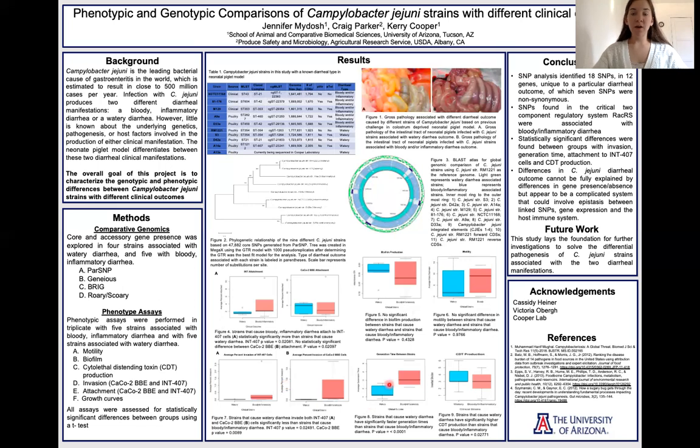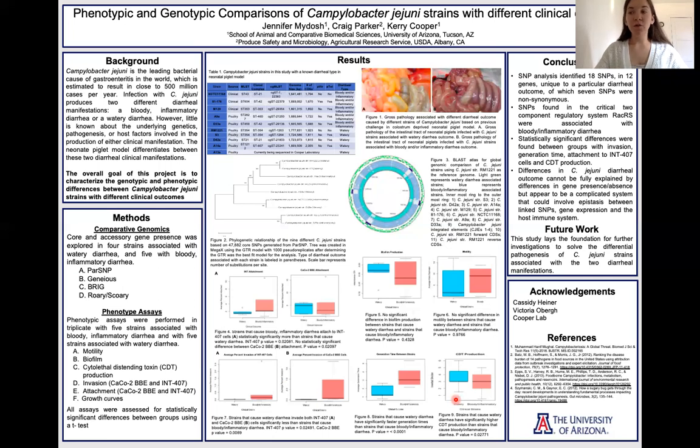Finally, we have generation time and CDT toxin production. So strains associated with watery diarrhea are statistically significantly faster growers than strains associated with bloody diarrhea. And strains associated with watery diarrhea produce more CDT than strains associated with bloody diarrhea.